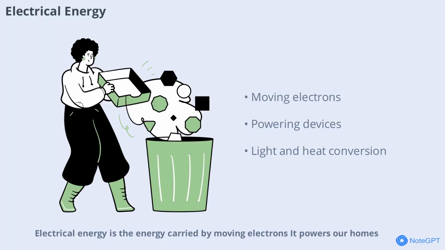Electrical energy is the energy carried by moving electrons. It powers our homes, schools, and devices. When you switch on a light, electrical energy is converted into light and heat. Understanding electrical energy is crucial for grasping how modern technology works and how to use it safely and efficiently.